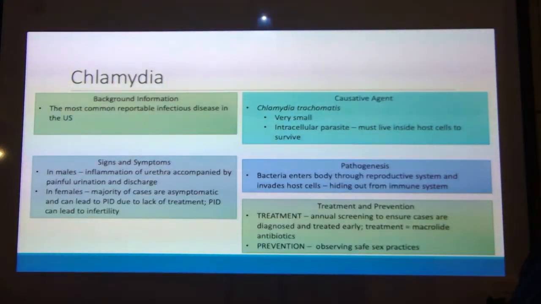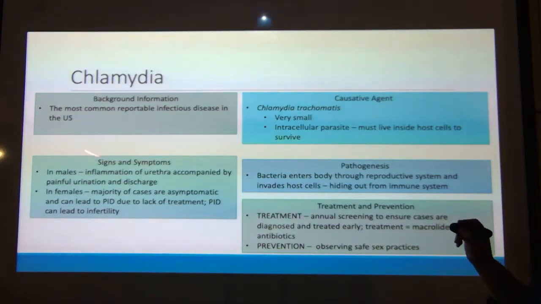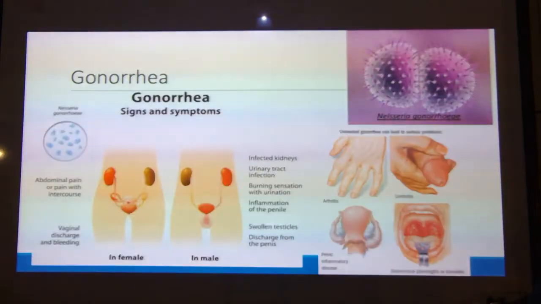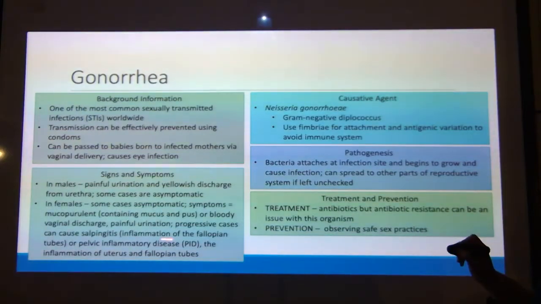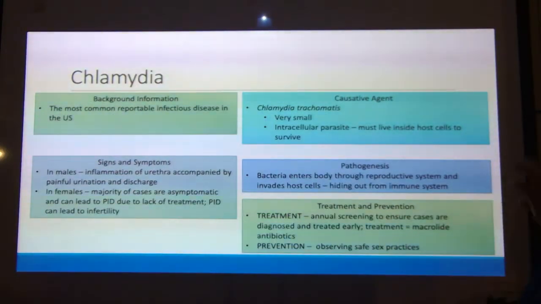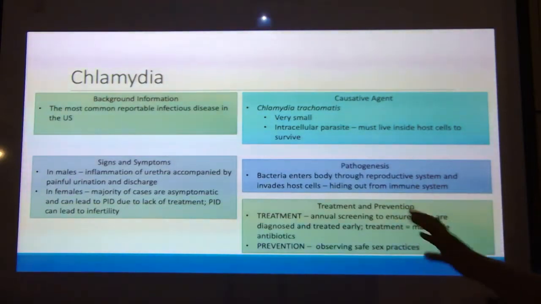Chlamydia. It is the most common reportable infectious disease in the United States. For signs and symptoms, in males, we're talking about inflammation of the urethra accompanied by painful urination as well as discharge. In females, the majority of cases of chlamydia are actually asymptomatic, but it can lead to PID if it is not treated. So PID, remember, is pelvic inflammatory disease here. The thing about PID, if it's left untreated long enough, it can actually lead to infertility for these women.